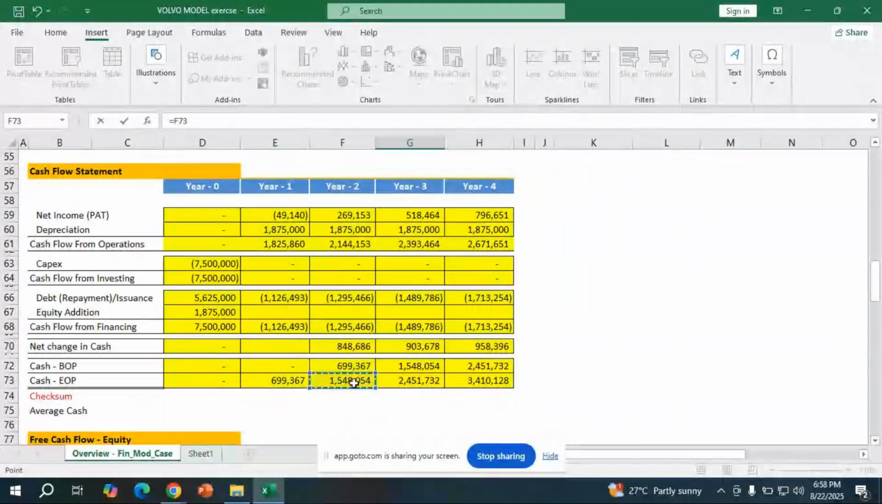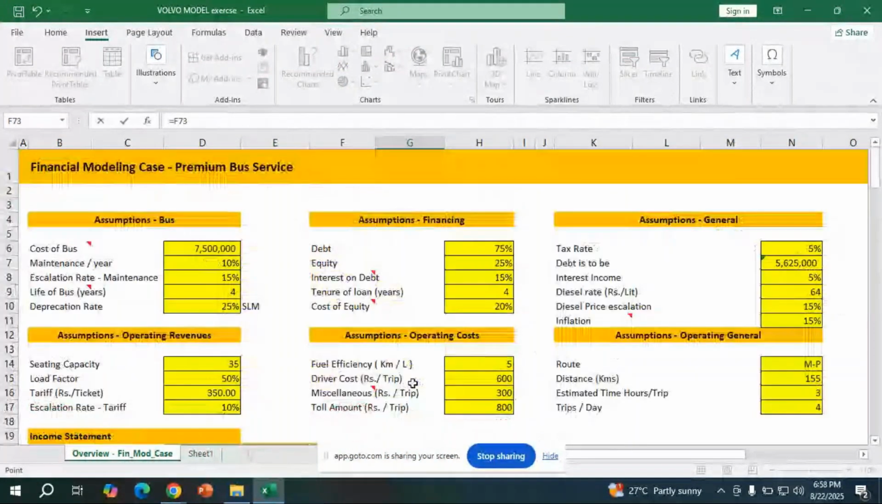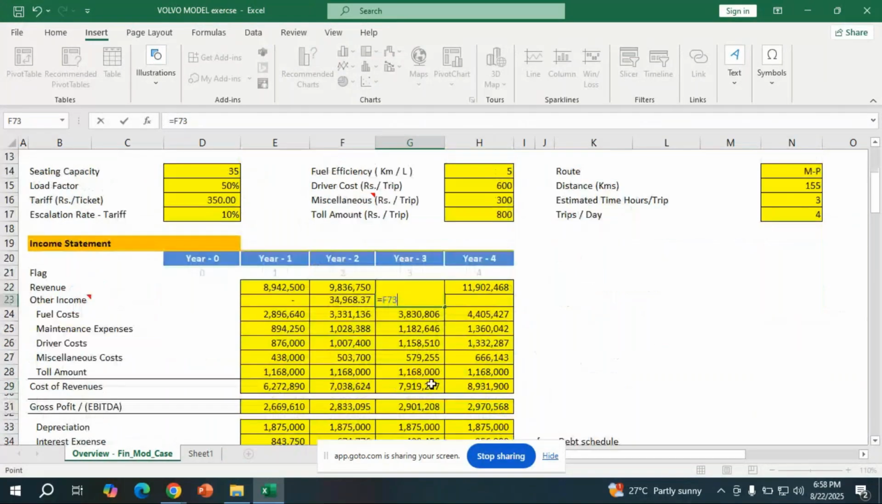One second, one second. Okay, there's some mismatch here. So here, year one we have got the proper answer. Okay, now year two, how are we supposed to calculate it? Okay, so let's see that.